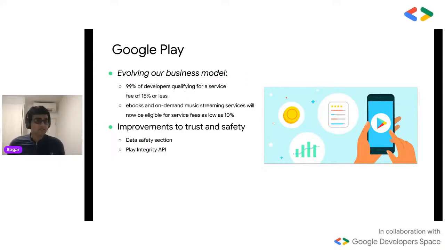We have made improvements to trust and safety. The Data safety section lets users know what type of data your app collects and shares and how the data is used. By giving developers a way to showcase their approach to privacy and security, we are not only building trust, we are helping users make informed decisions about the apps they install and use.